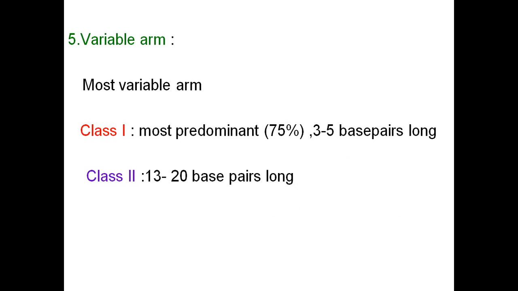Now another arm present on tRNA is the variable arm, or extra arm. This is variable because it varies from species to species and within the tRNAs also. Class 1, the most predominant at 75%, has 3 to 5 base pairs in the variable arm. There is another type of variable arm, class 2. It consists of 13 to 20 base pairs.